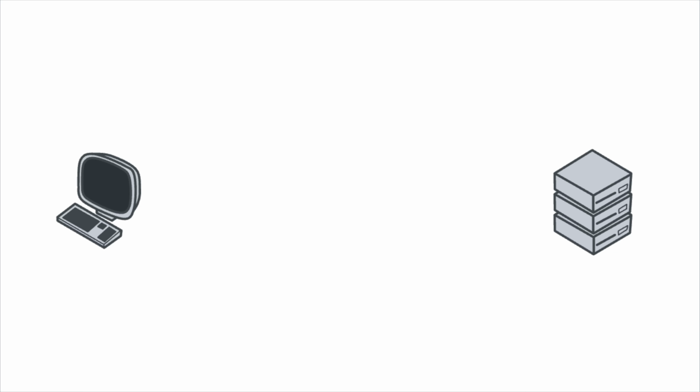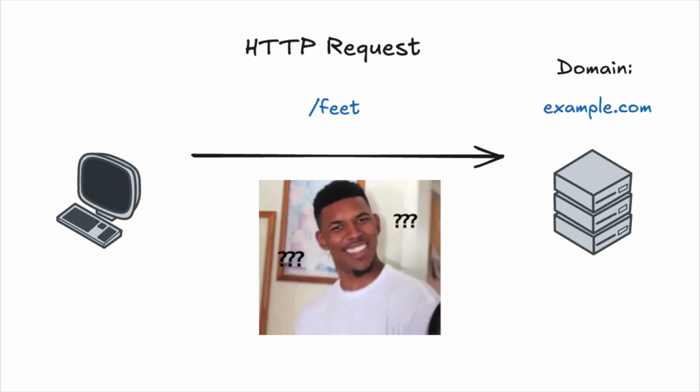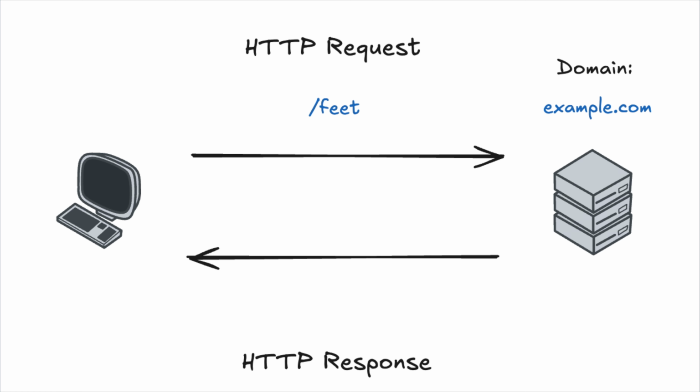When you visit a URL for a website, your browser sends a request to the server. This is called an HTTP request. For example, let's say you visit example.com/feet. The server then sends back the relevant data, which your browser displays as a web page. This is called an HTTP response. Using the same example, the server might send back images of feet.